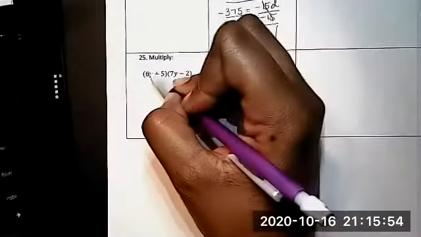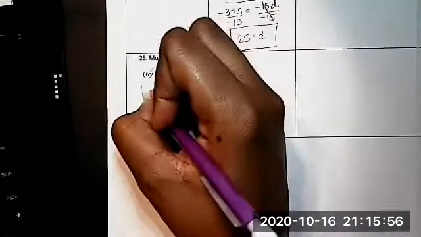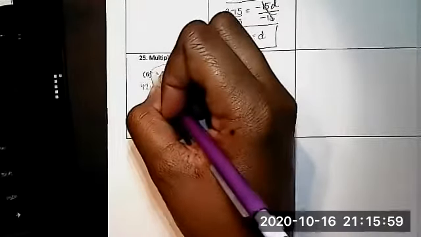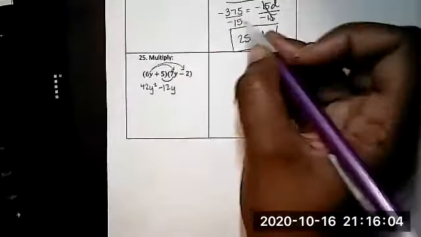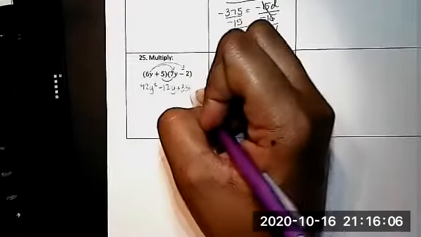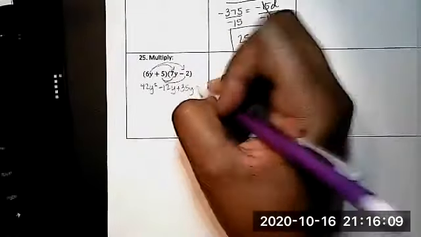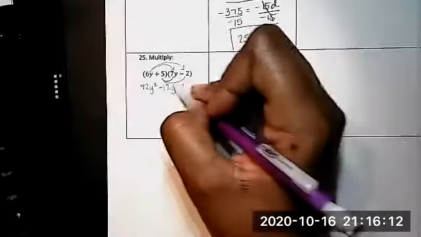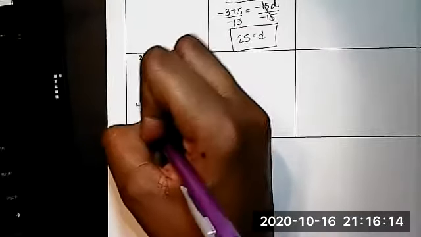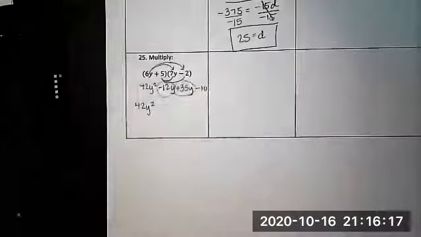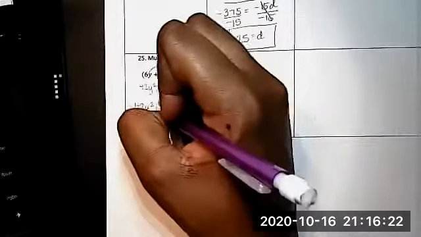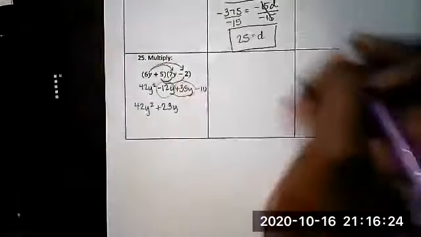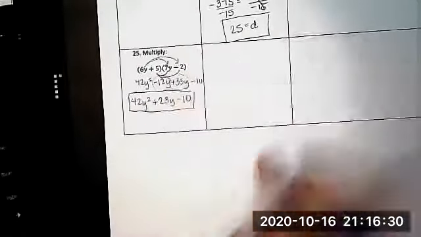And then finally here, multiply 6y times 7y, 42y squared. 6y times negative 2, negative 12y. 5 times 7, positive 35y. And 5 times negative 2, negative 10. Okay, combine like terms in the middle. This becomes 42y squared. And then you have positive 35 minus 12, that becomes 23, positive 23y minus 10. Okay, they just want you to multiply. That is your answer when you multiply.